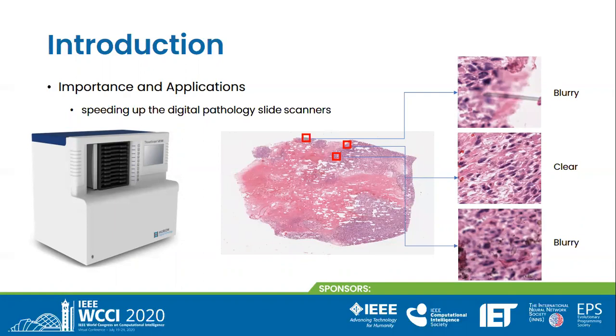Tissue segmentation can be used to speed up the digital pathology slide scanners. These scanners are used to digitize glass slides containing tissue specimens and generate WSIs, which stand for whole slide images. While scanning, the focus depth of the scanner must be adjusted for different tissue regions due to variable tissue thickness. So, scanners need to identify all tissue areas.